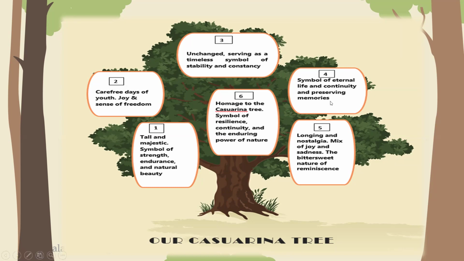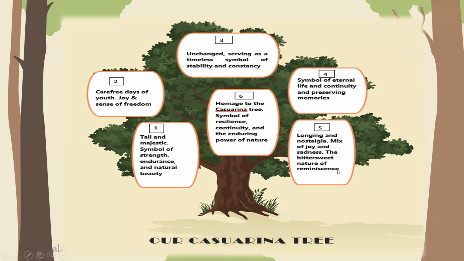Coming to stanza 4, as the day fades into night, the scene under the Casuarina tree transforms. During the daytime they played so many games and had fun. But during the night, the speaker describes the tranquil atmosphere as the moonlight filters through the branches. Even at night, the poet enjoyed being under the tree.